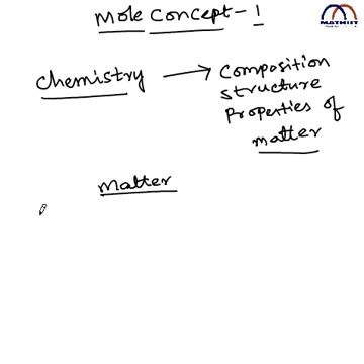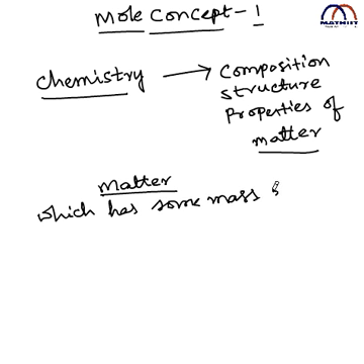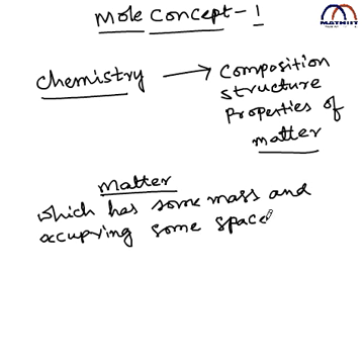See, matter is anything which has some mass and occupies some space. These are the two characteristic features of matter. What are they? It should have some mass and it should occupy some space. When it has both these characteristic features, anything can be considered as matter.